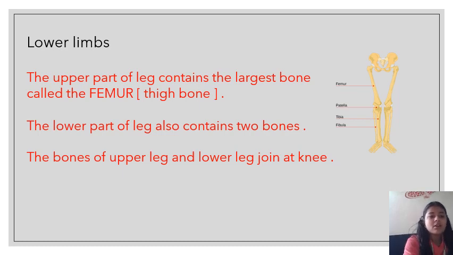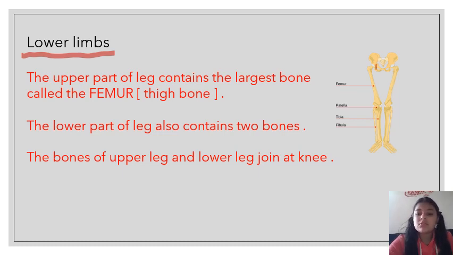Now we have here the lower limbs. The upper part of the leg contains the largest bone, which is also known as the femur. Femur is also known as the thigh bone, as you can see right over here. And the lower part of the leg also contains two bones. The bones of the upper leg and lower leg join at our knee. So now you're clear with that.